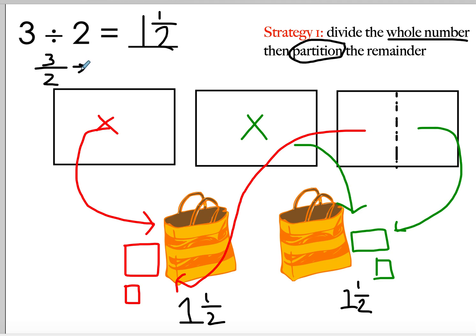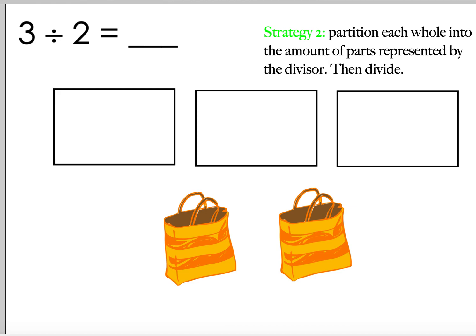And I would think 2 goes into 3 one time, and there's a remainder of 1, so it becomes 1 half. So I'm really just dividing 3 divided by 2 to get 1 and 1 half. Let me show you the other strategy. So instead of dividing the whole numbers and then partitioning the remainder, this time I'm going to partition each whole from the get-go. So if I want to do 3 divided by 2, I'm going to split each of these into 2 parts.